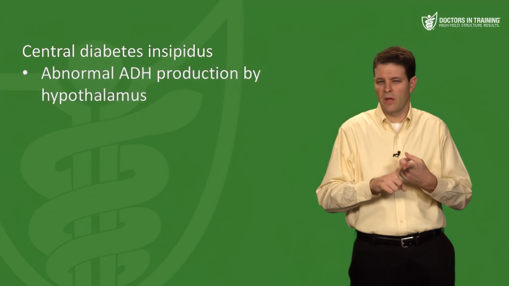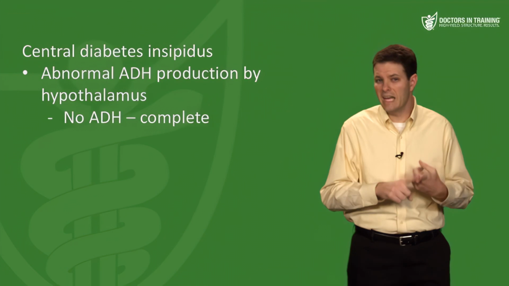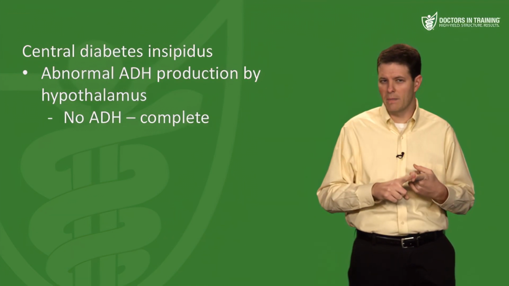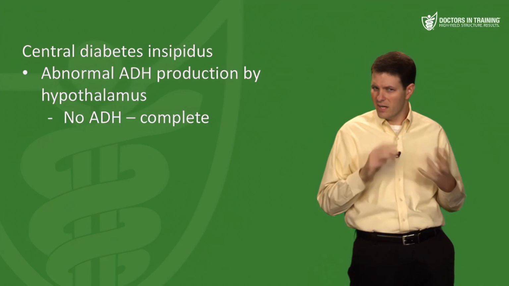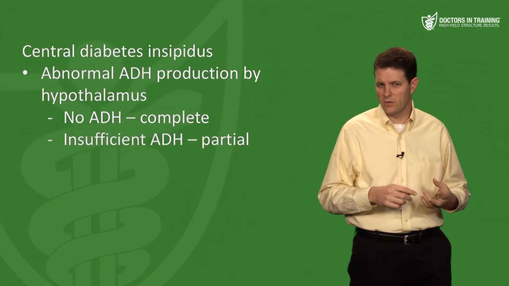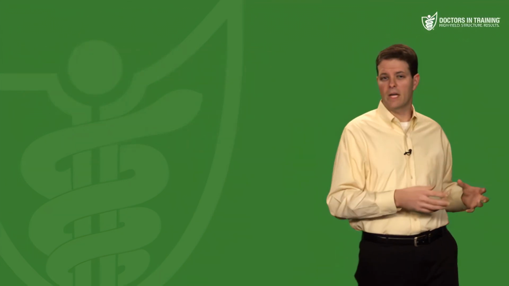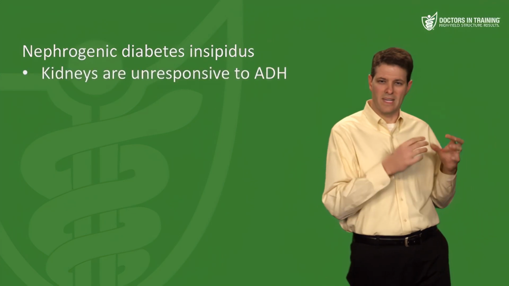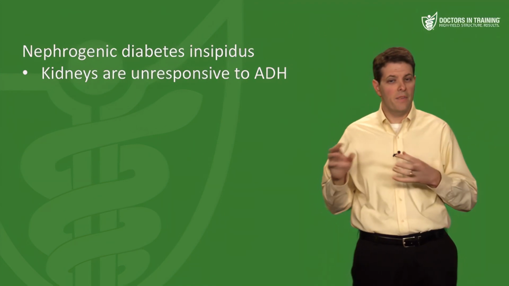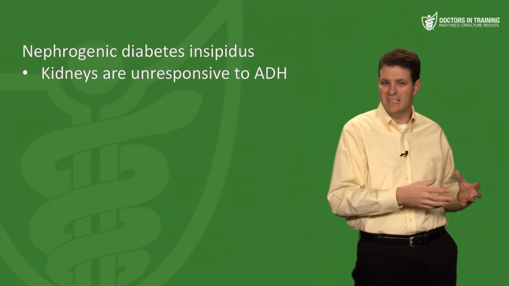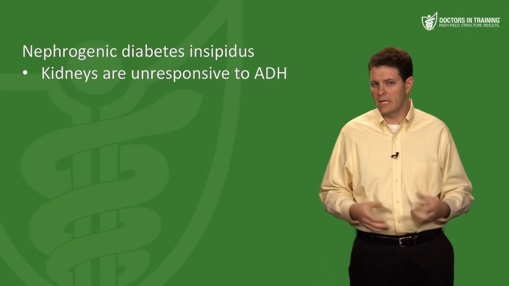There's central DI, where the hypothalamus isn't producing ADH normally. If the hypothalamus isn't making any ADH, we call that complete central DI. But more commonly, the hypothalamus makes just a little bit of ADH, but just not enough. So we call that partial central DI. So central DI is one big category of DI, and the other category is nephrogenic DI, where the kidneys have become unresponsive to ADH. So in nephrogenic DI, the hypothalamus is making ADH normally, but the kidneys just can't respond to it. So what would make the kidneys stop responding to ADH?